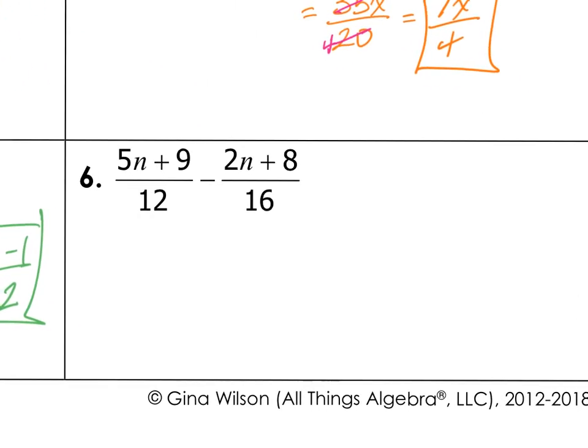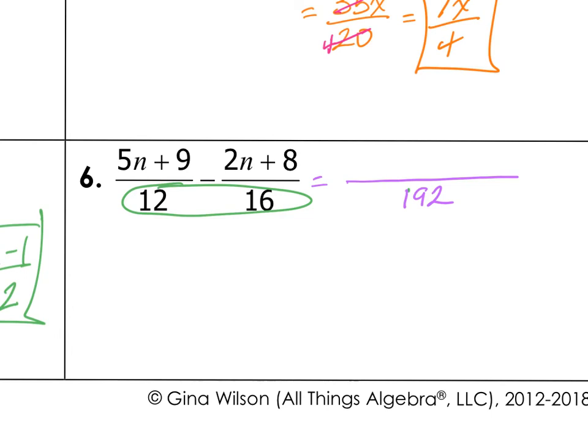Okay, I'm going to do the same thing with this one, only have some bigger numbers. Okay, so let me get out my calculator here. So the denominator equals, let's see, 12 times 16, 192. So I'm going to multiply those together. And I get 192.